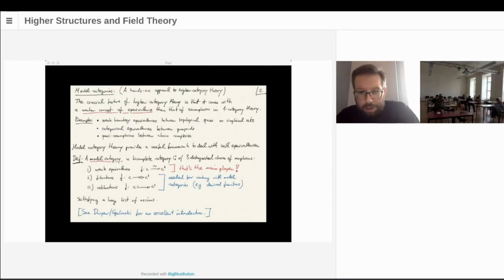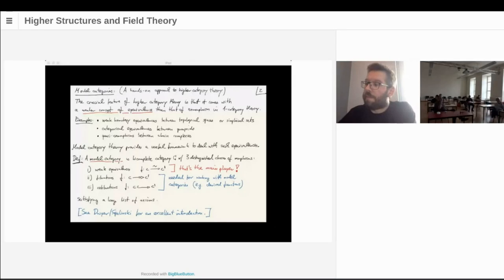Now, having these higher categorical structures, you have to think about how to formulate them or how to work with them, because you cannot just use ordinary category theory in order to describe these things. So the crucial feature of higher category theory is that it comes with a weaker concept of equivalence. In a higher category, comparing two objects, you don't do that with the concept of isomorphism, you know, from one category theory, but there are weaker concepts of when you call two things being the same.